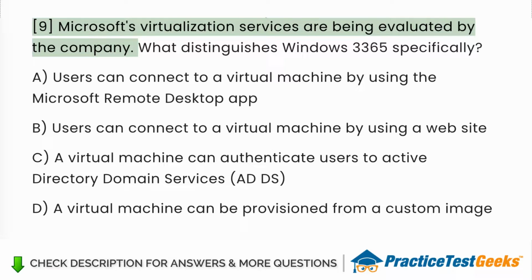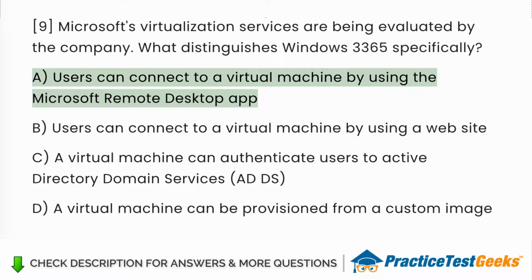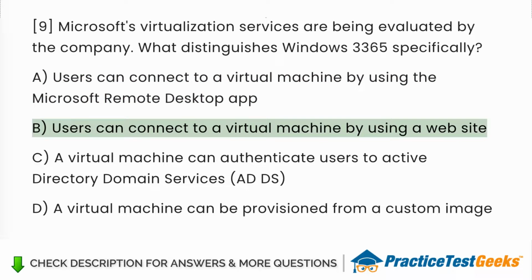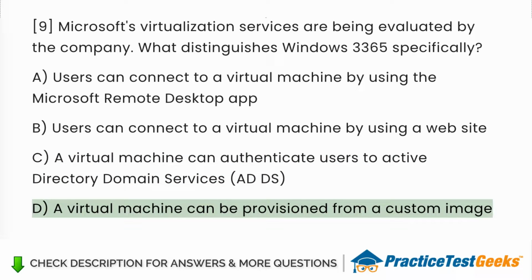Microsoft's virtualization services are being evaluated by the company. What distinguishes Windows 365 specifically? A. Users can connect to a virtual machine by using the Microsoft Remote Desktop app. B. Users can connect to a virtual machine by using a website. C. A virtual machine can authenticate users to Active Directory domain services. D. A virtual machine can be provisioned from a custom image.